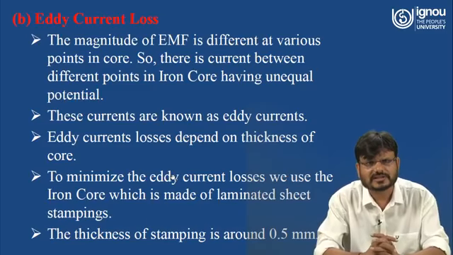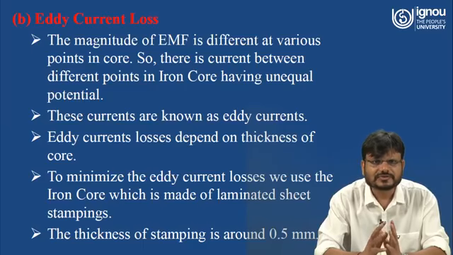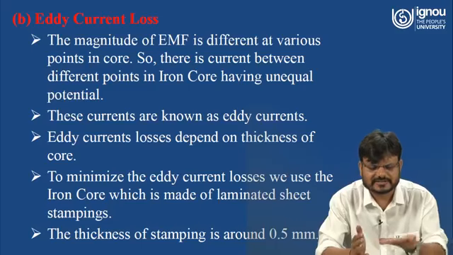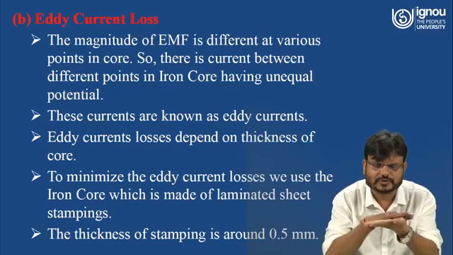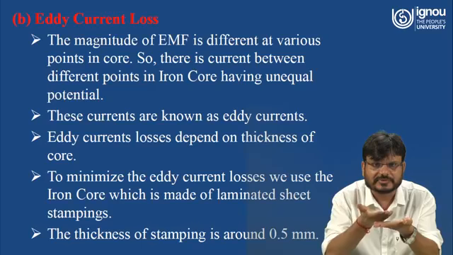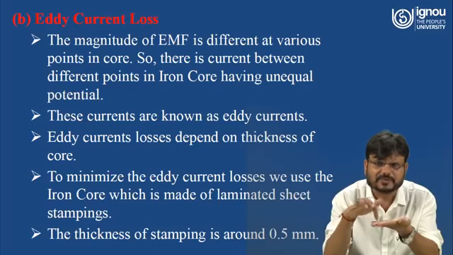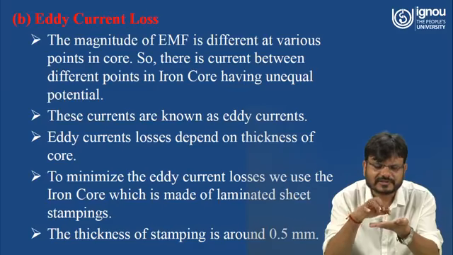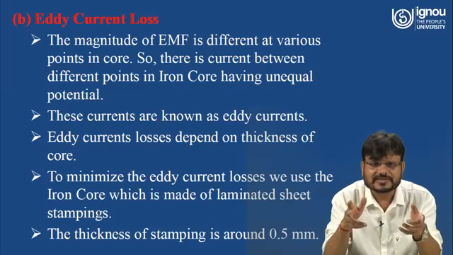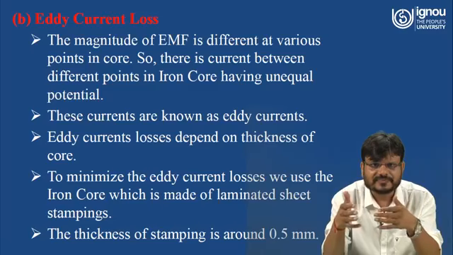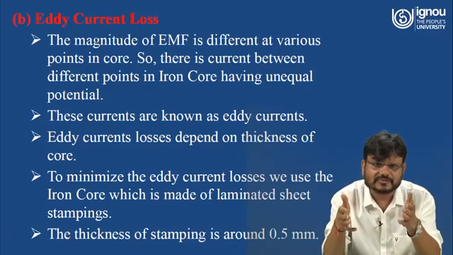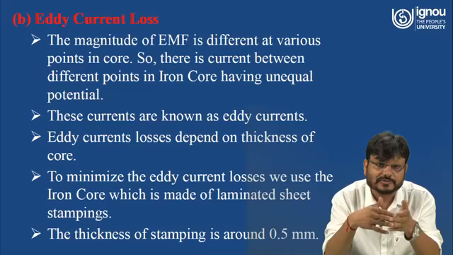Now we are going to discuss the eddy current losses. The magnitude of EMF is different at various points in the core. Suppose you assume this one is a core, and because this core is made of laminations, the magnitude of EMF at various points in the core is different. If there is a difference in the EMF, that means there is a difference in potential. If there is a difference in potential, some current will start to flow. As you know, current always flows from higher potential to lower potential.